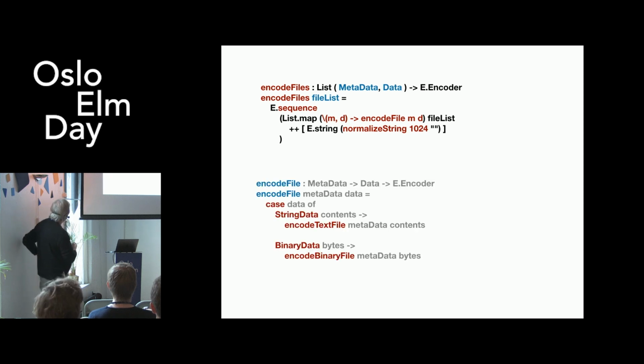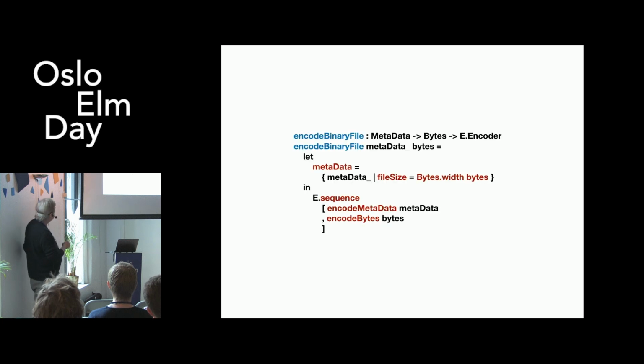Okay, let's go a little further down the rabbit hole. How does encode file work? Well, that's an easy one. It simply inspects the metadata and decides whether it should hand things off to encode text file or encode binary file. So let's just do one of these, encode binary file.